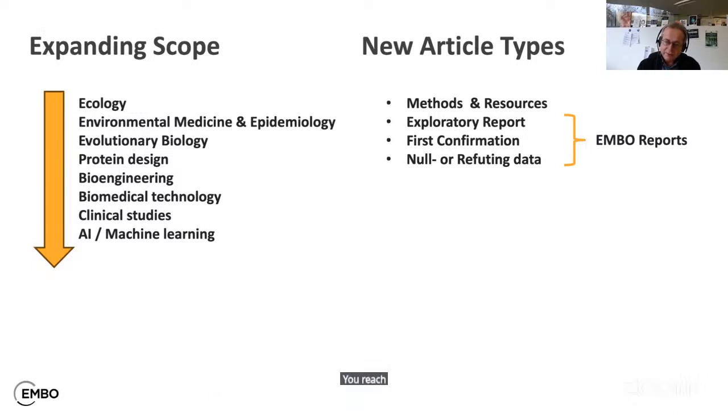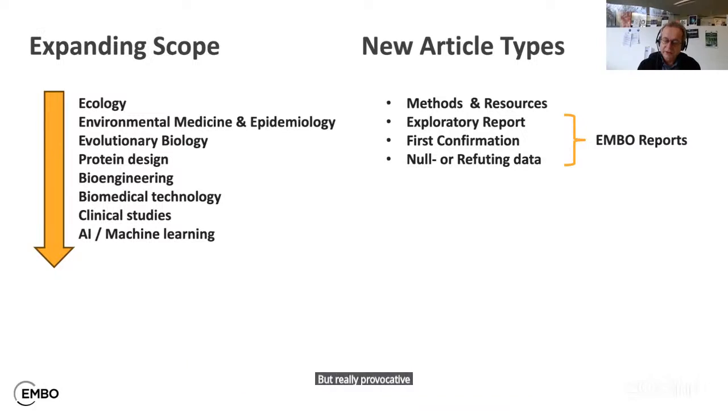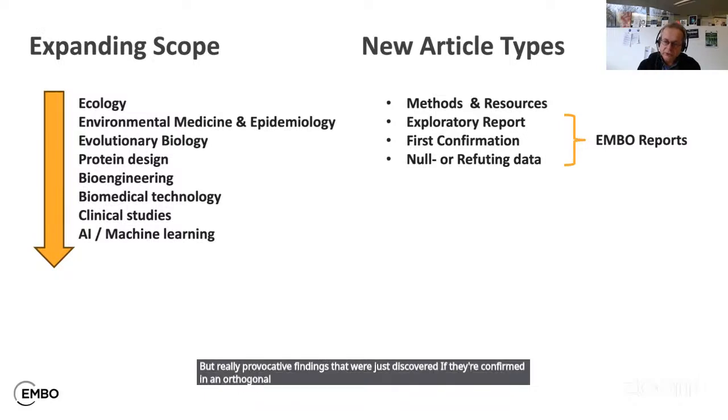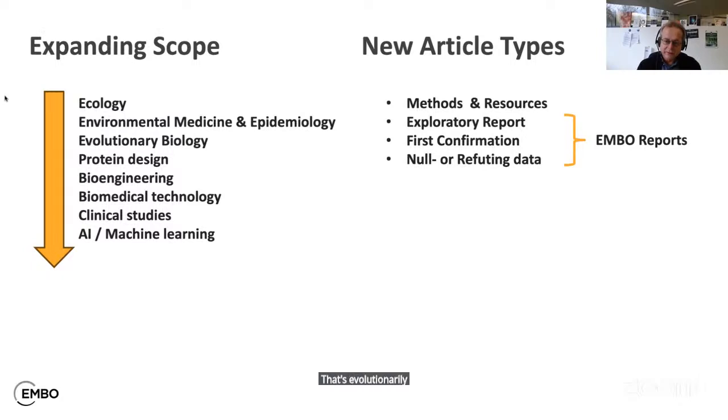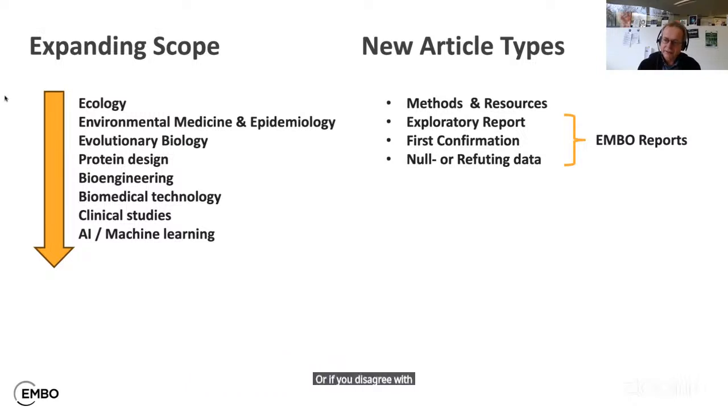So with that in mind, we're really also embracing what we call confirmatory studies. We call these first confirmatory because we don't want to publish every confirmatory piece of work, but really provocative findings that were just discovered. If they're confirmed in an orthogonal way with different approaches, maybe in an evolutionarily broader way, then we're very happy to publish these. Equally, if you have null data, so you have a great hypothesis and you have data that does not support that, please submit it. Or if you disagree with what has been published elsewhere.